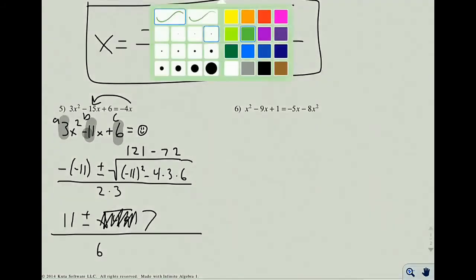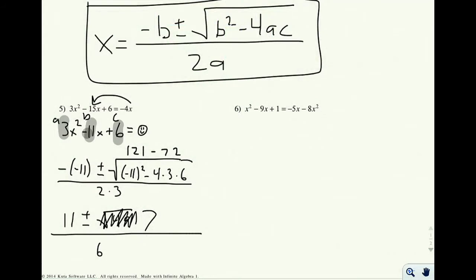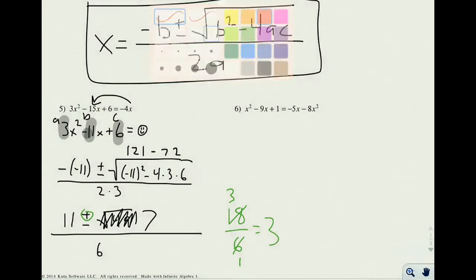So let's try this. We take the plus one first, so we do 11 plus 7, which is 18, over 6. So 18 over 6 is one of our solutions. And I look at 18 over 6, I can divide top and bottom by 6, leaving me with 3 over 1. So my one solution is 3.